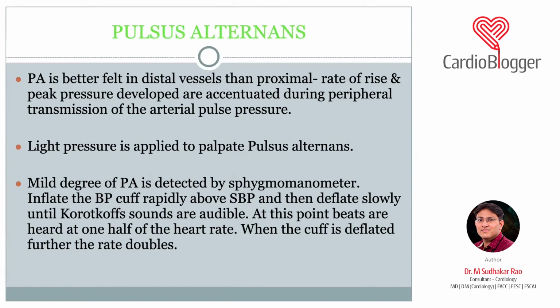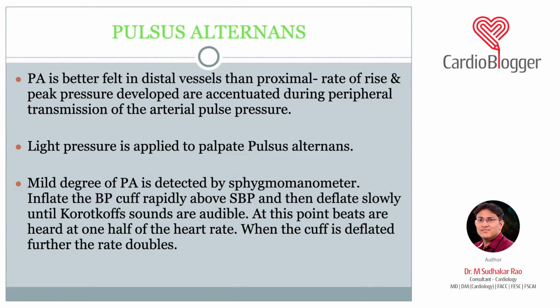Now again, the sphygmomanometer has a very important role in telling the pulsus alternans. How do you do it? Inflate the BP cuff above the systolic blood pressure and then slowly deflate it until the carotid curve sounds become audible. Initially the beats are heard at half. You have to see how much the heart rate is. Initially they are only heard at half of the heart rate. If the heart rate is 100, you are only hearing 50 sounds.